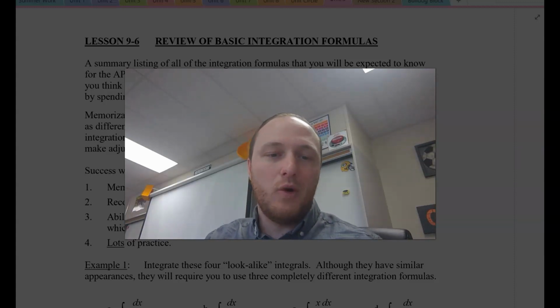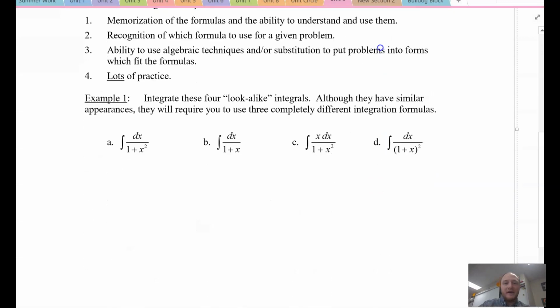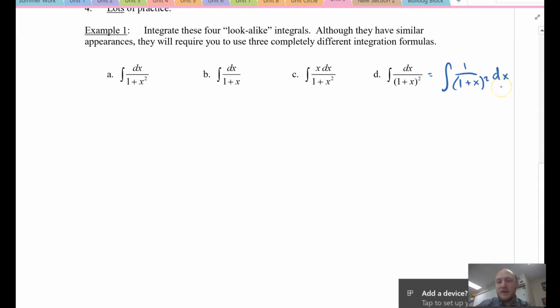Okay, example 1, let's go ahead and look at my doppelgangers here. Okay, so here we want to integrate these 4 lookalike problems. So just notice they look similar, however, they are completely different types of integration formulas. And actually, I'm gonna mess with you. I want to start out with D, because D should just kind of be your general approach. I look and I see an integral where I have a power in the denominator. So 1 plus x quantity squared dx, right?